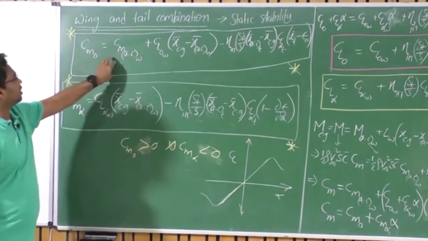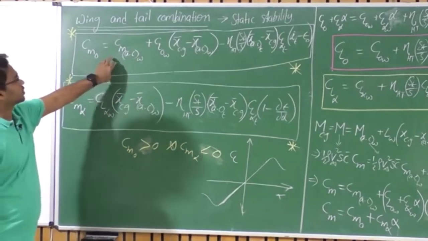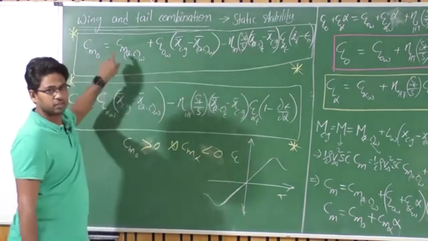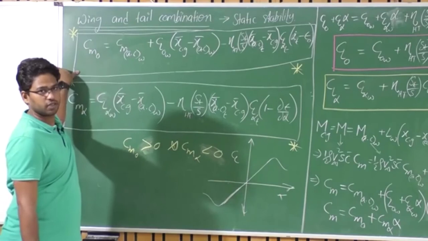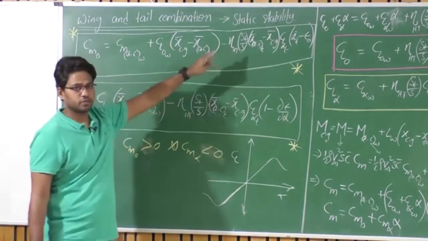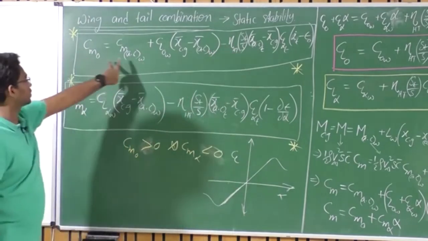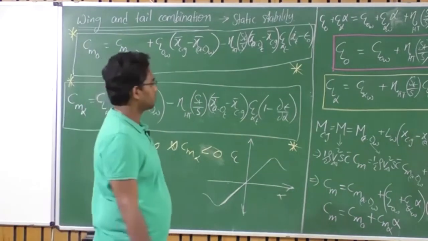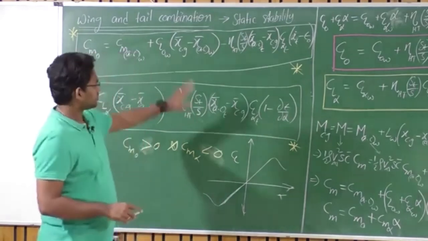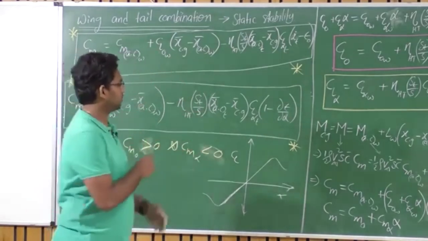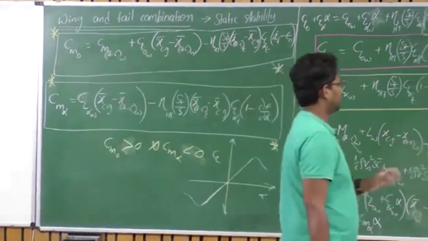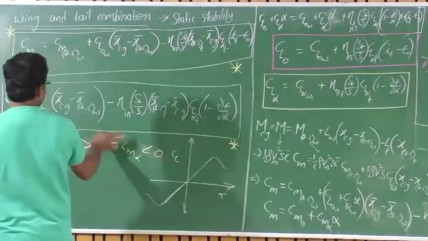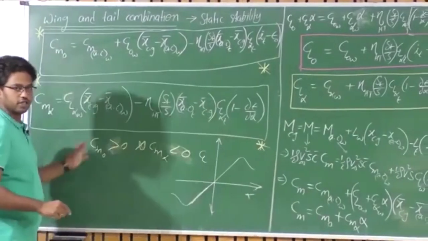But here, for a cambered wing, you need to choose i_t negative, isn't it? Why? Because, or you need to choose this distance in such a way that this particular value becomes positive. So either you choose i_t negative, which makes CM naught positive, because this is strongly negative for cambered airfoils. So that's the conclusion from here. For a wing and tail combination, this is what it has to be. The CM alpha, you get it from the wing combination as well as the tail combination.